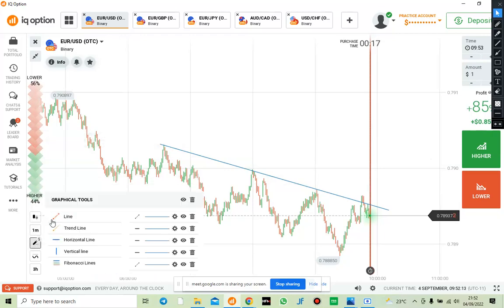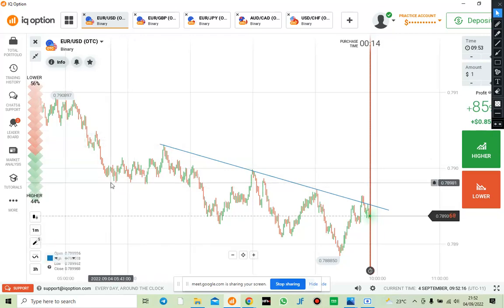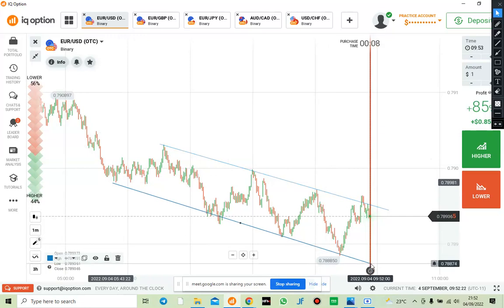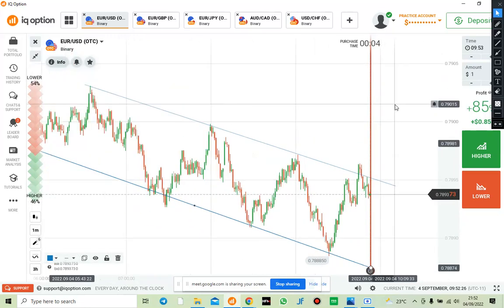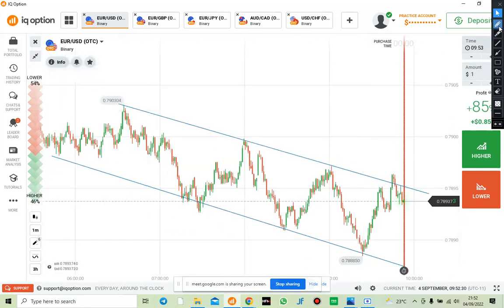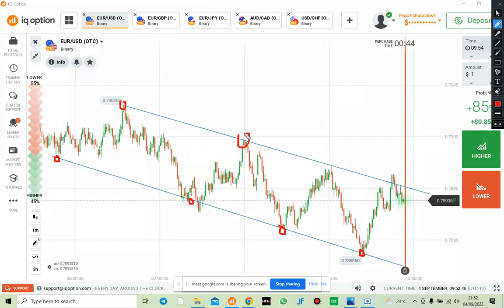Then the downside, you can also use the trend line. So you see how the market is respecting the trend line or bouncing from the trend line. We have the support, support, support, resistance, resistance, resistance, resistance.